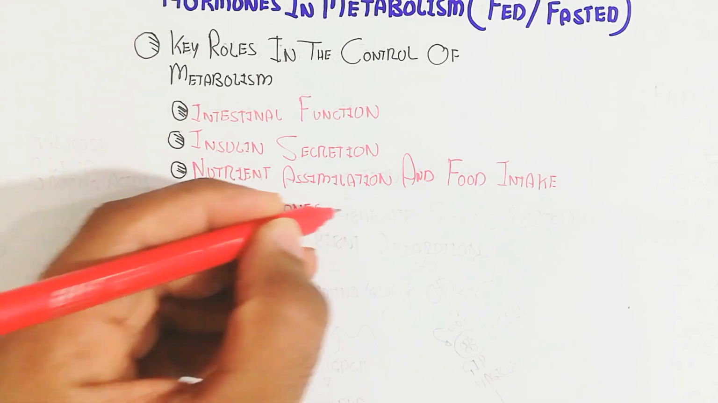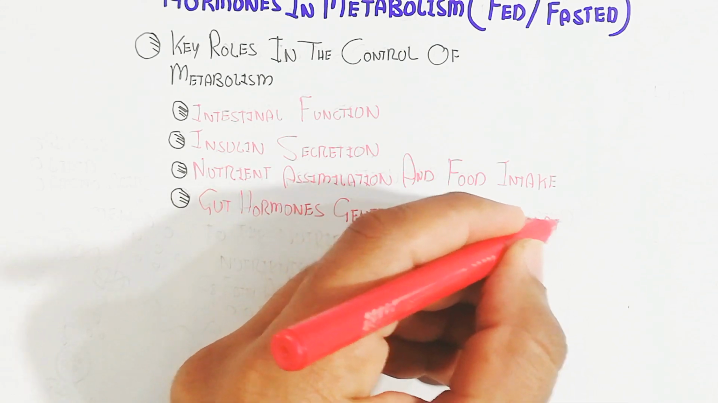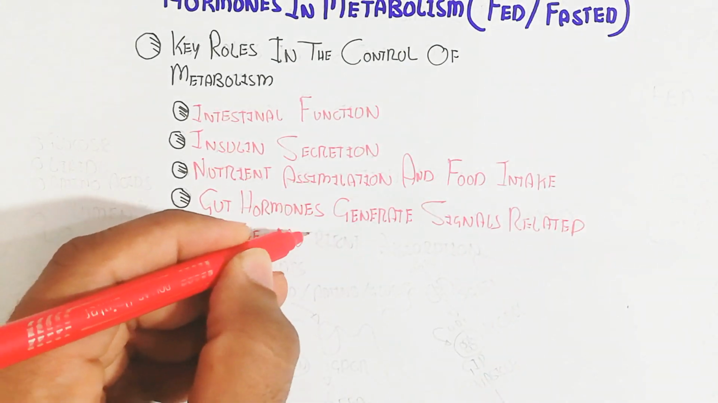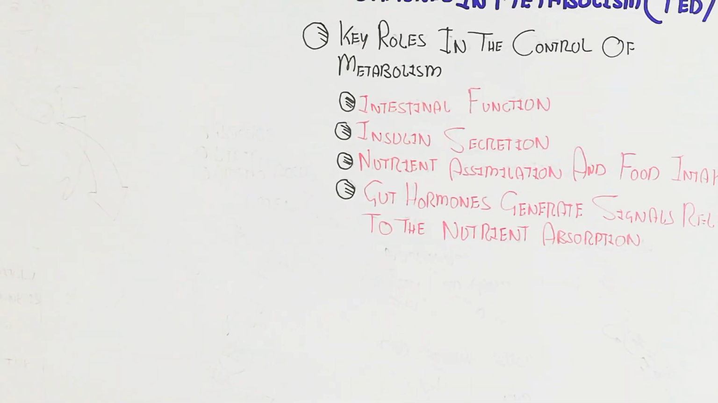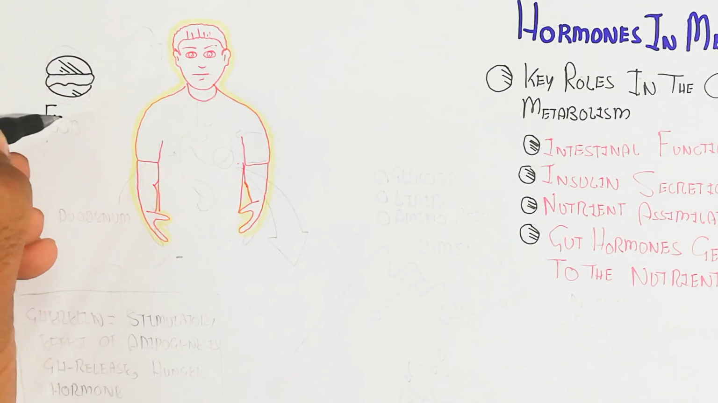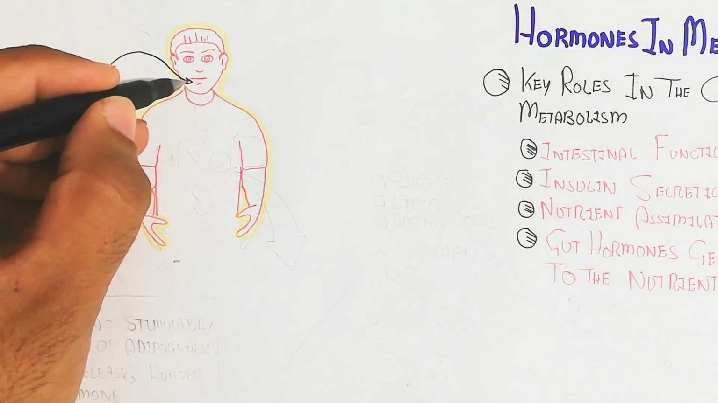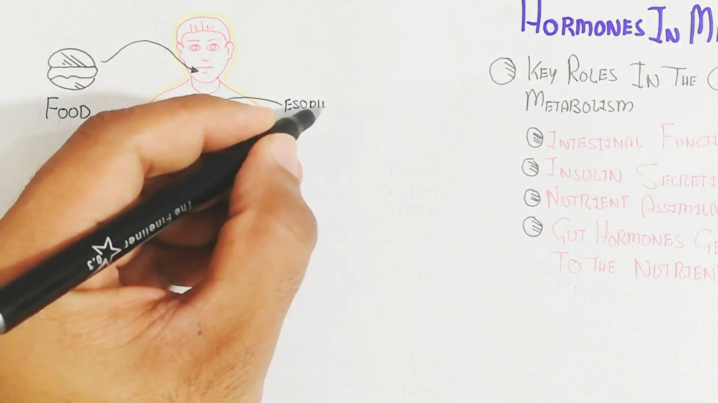Regulation. Gut hormones generate signals related to nutrient absorption. The absorption of nutrients is accompanied by a feeling of relaxation, which increases the parasympathetic nervous system while inhibiting the sympathetic nervous system. The sympathetic nervous system is activated during the fasted state, the early fasted state. Here is when food will be ingested.